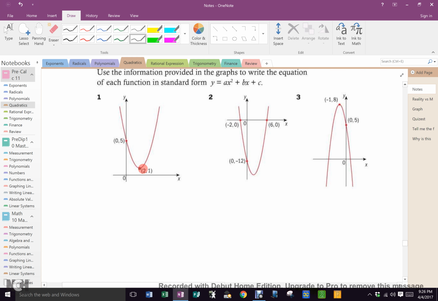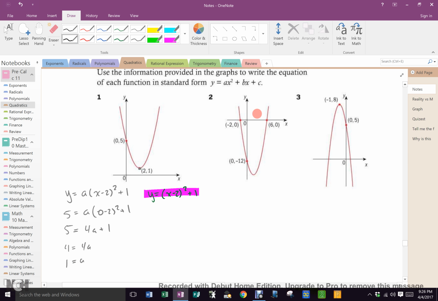I have the vertex here, so this one's an easy one. Y equals a(x minus 2) squared plus 1, with the point (0, 5). 5 equals a(0 minus 2) squared plus 1. 5 equals 4a plus 1. 4 equals 4a, so a equals 1. So I don't need to write it. This one is y equals (x minus 2) squared plus 1. Done.